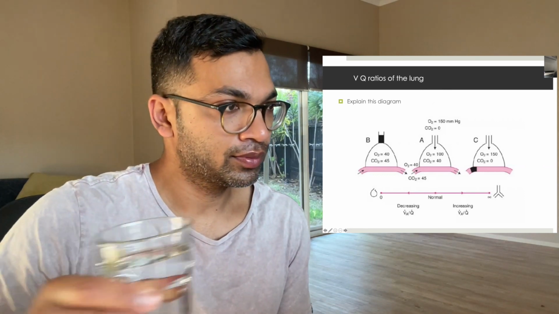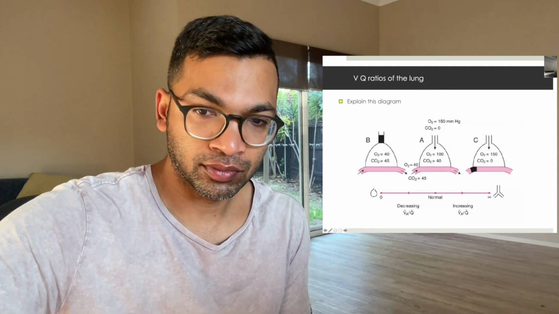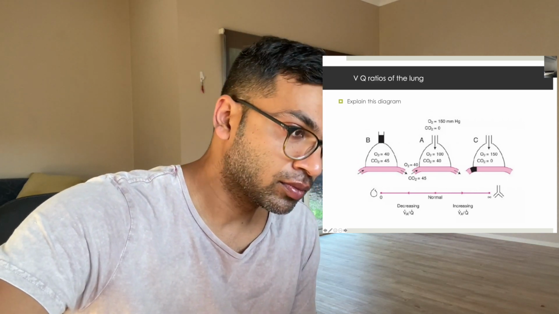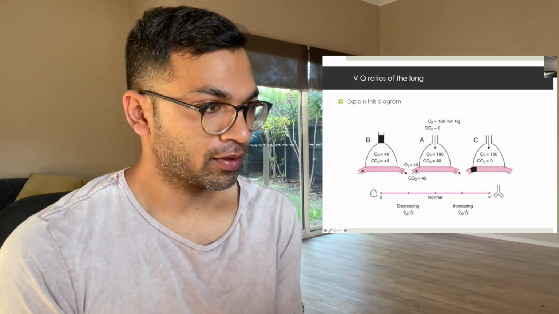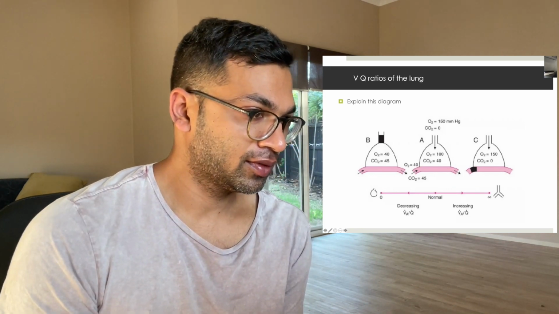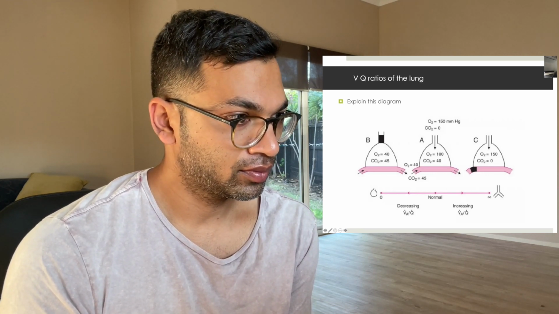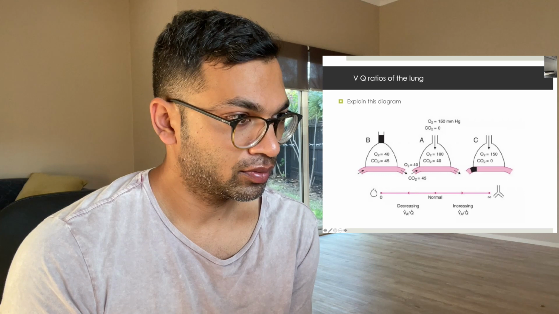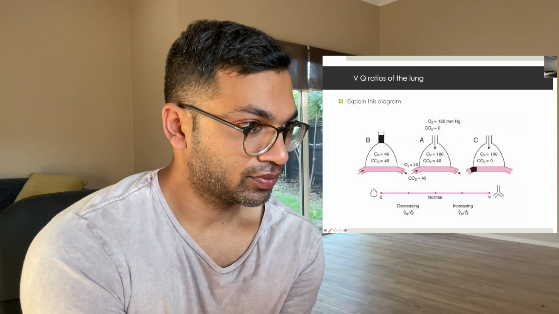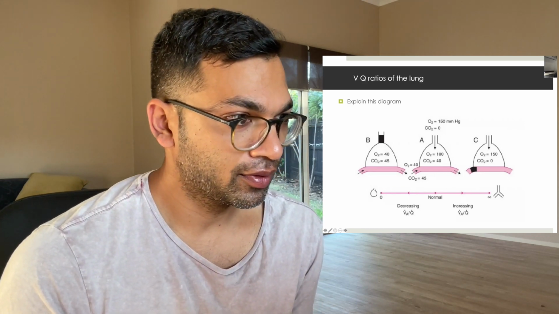So on diagram B, that shows some kind of blockage to alveolar ventilation. So it looks as if the partial pressures there are a partial pressure of oxygen of 40 and a partial pressure of carbon dioxide of 45, and there is no limitation to blood flow. So there's a decreased VQ ratio trending towards 0.